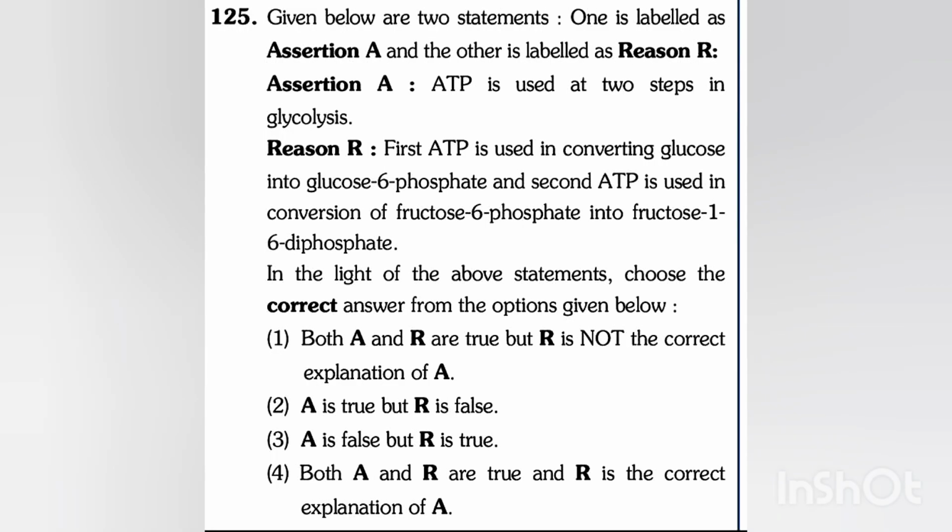Given below are two statements. One is labeled as assertion A and the other is labeled as reason R. Assertion A: ATP is used at first two steps in glycolysis. Reason R: First ATP is used in converting glucose into glucose 6-phosphate and second ATP is used in conversion of fructose 6-phosphate into fructose 1,6-diphosphate. In the light of the above statements, choose the correct answer from the options given below. Both A and R are true and R is the correct explanation of A.